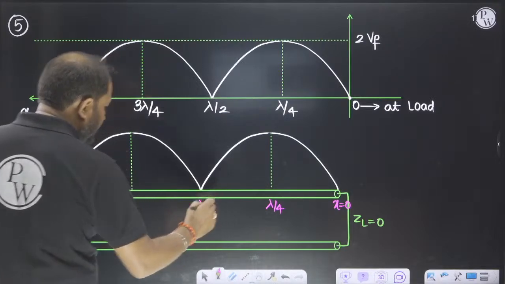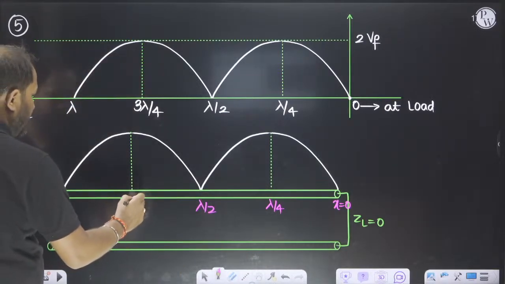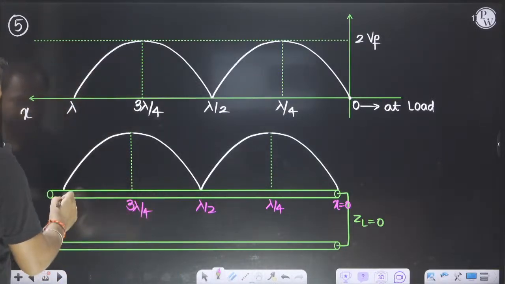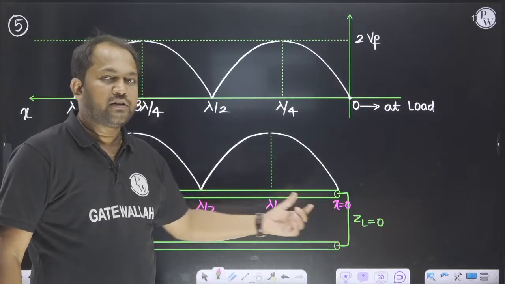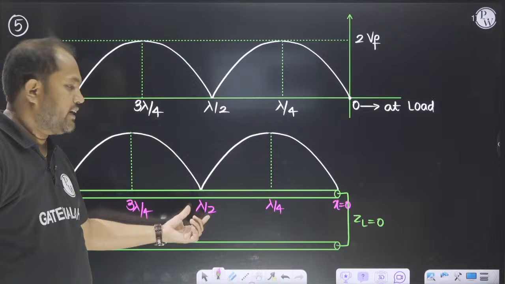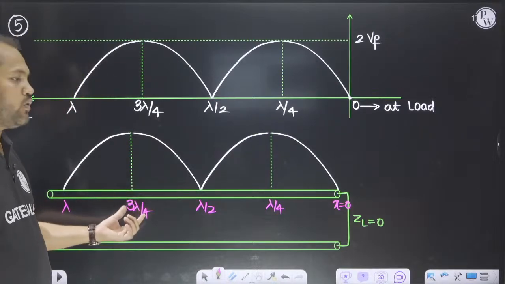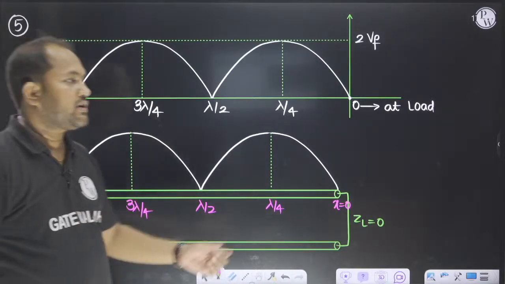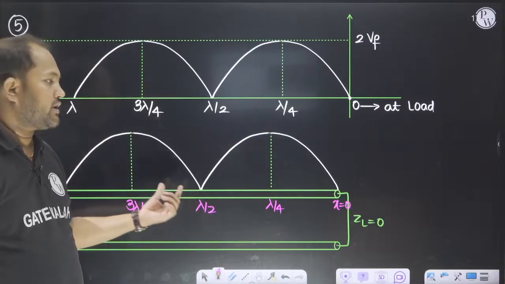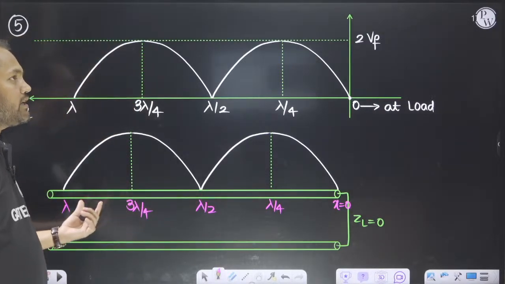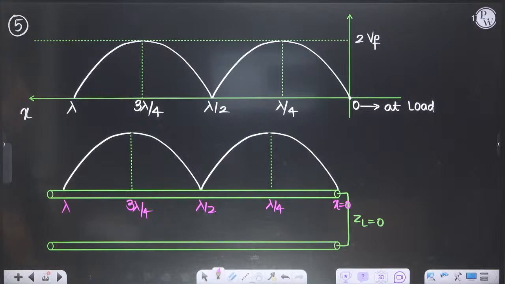Then you are getting minimum voltage. Then maximum voltage. Then minimum voltage. How? Here short circuit, here open circuit, then short circuit, then open circuit, then short circuit. Short circuit, inductive, open circuit, capacitive, short circuit, inductive, open circuit, capacitive, and short circuit.